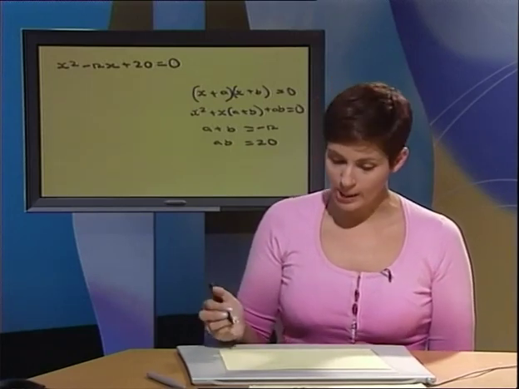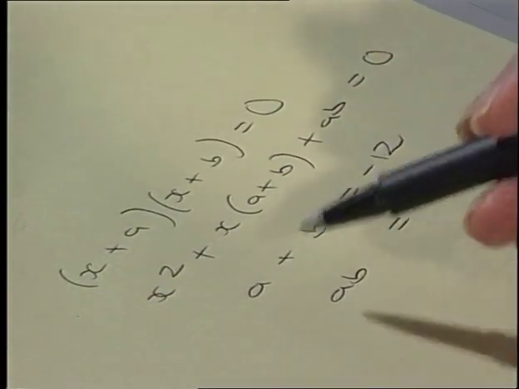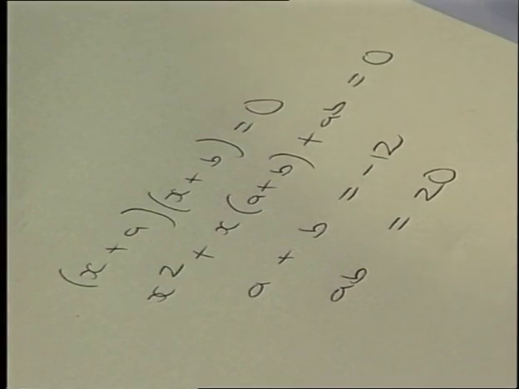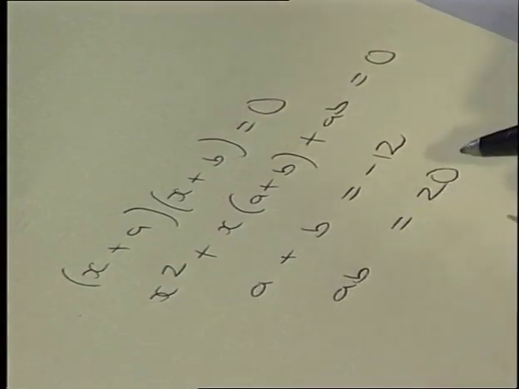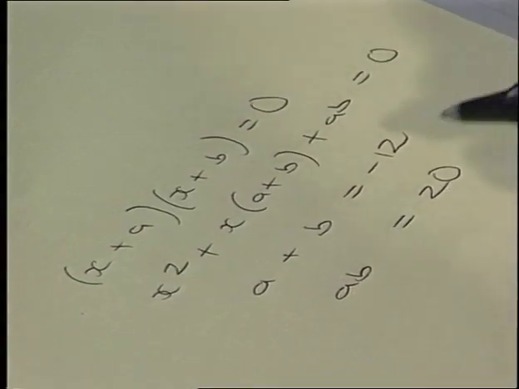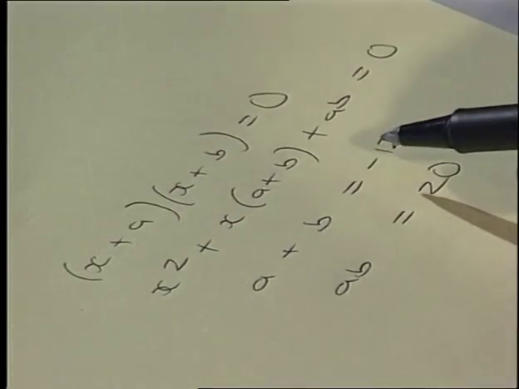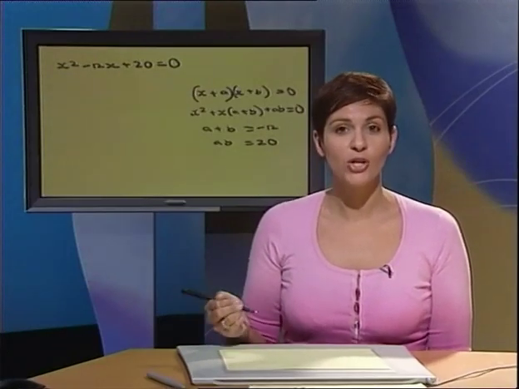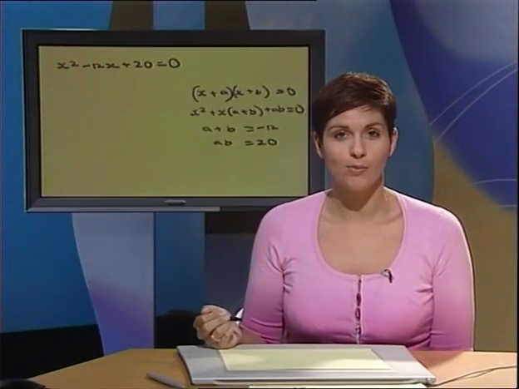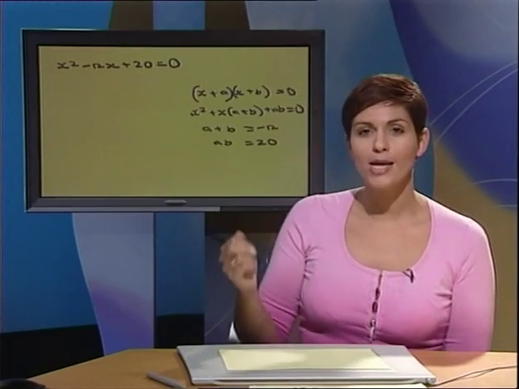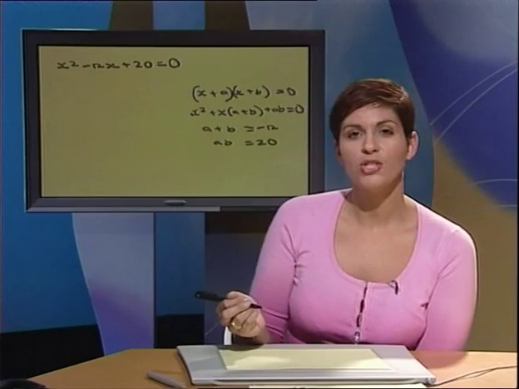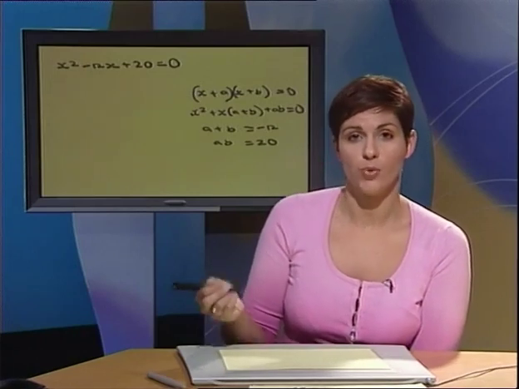So let's think about what those numbers a and b might be here. Since there are fewer pairs of numbers which multiply together to make 20 than there are numbers which add together to make minus 12, I'll consider those pairs first. Then I'll be able to just look at which two combine to make minus 12. OK, so what numbers multiply together to make 20? This is just the same as asking what are the factors of 20?